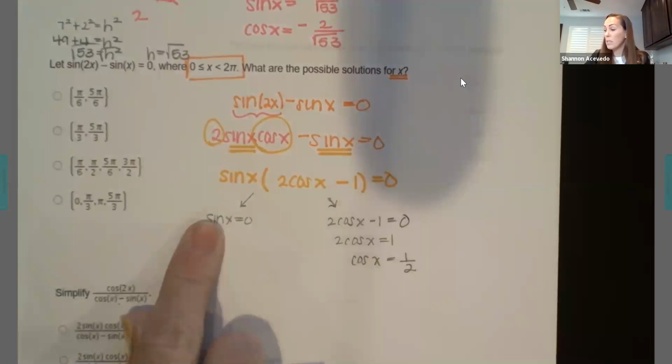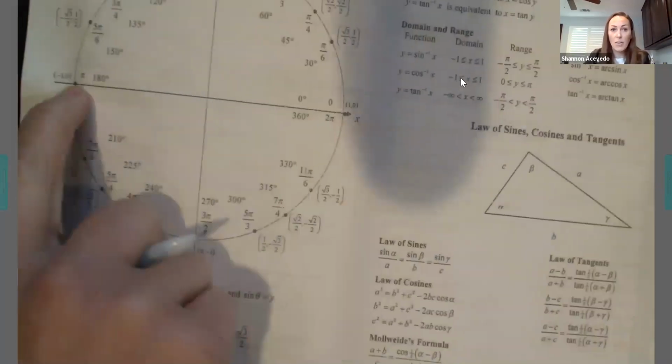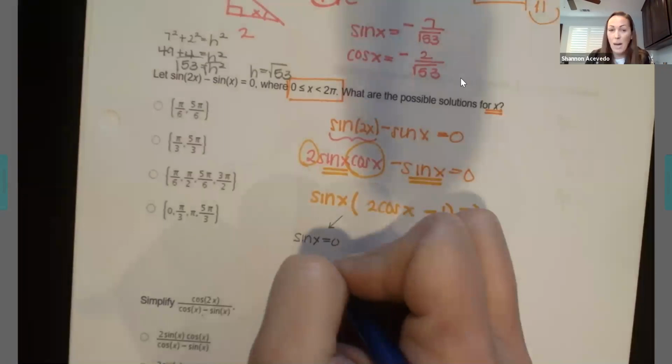When is sine going to be 0? So I look for my sine value. It's 0 here at 0, and it's 0 at pi. Oops, can't see that one. And it's 0 at pi. So I have 2 solutions for this. So x is equal to 0 and pi.